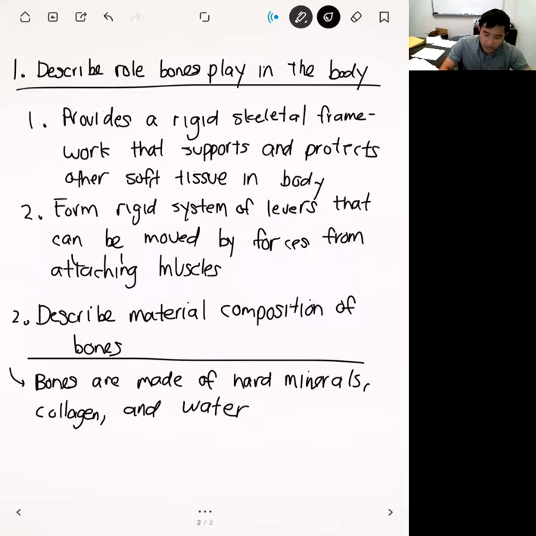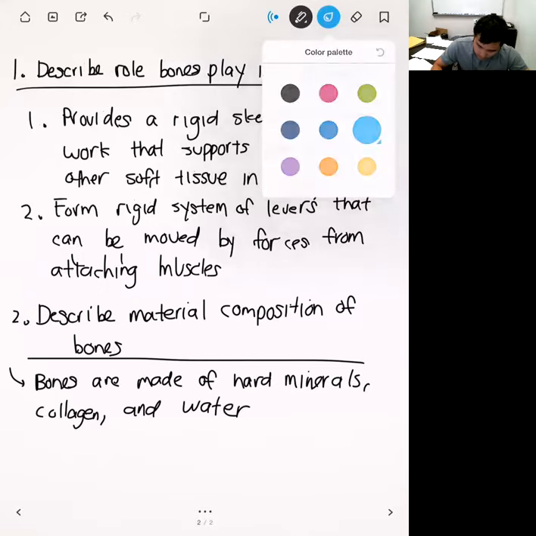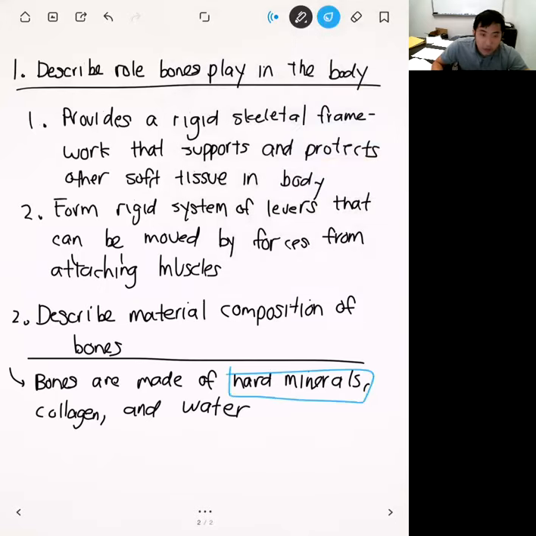Okay. And so let's talk a little bit more about the hard minerals. Okay, so the hard minerals are things like all the calciums, right? And so things like calcium carbonate, calcium phosphate. Right, and so it's these materials that give your bone the strength and the rigidity that it has. Okay, so these are the strength building components.